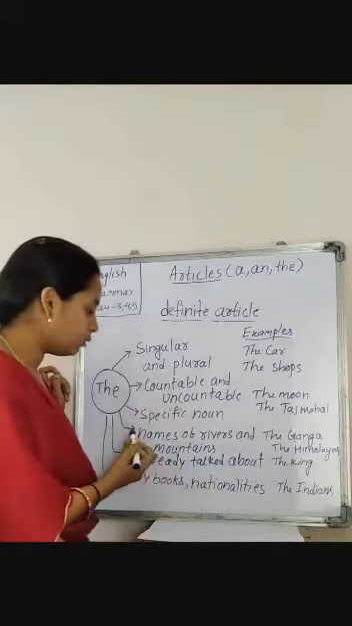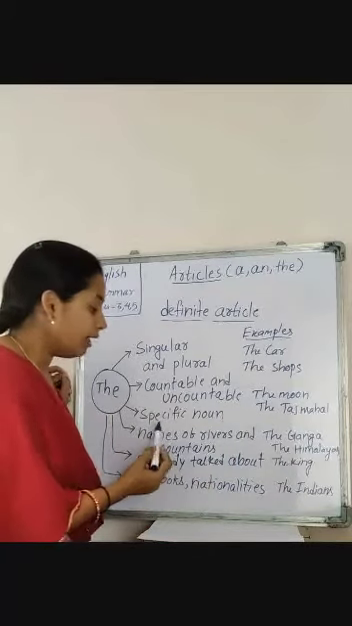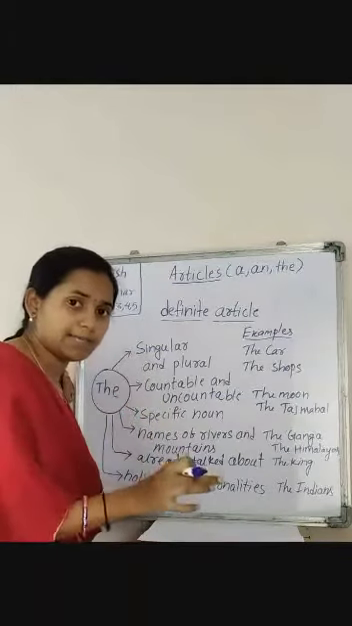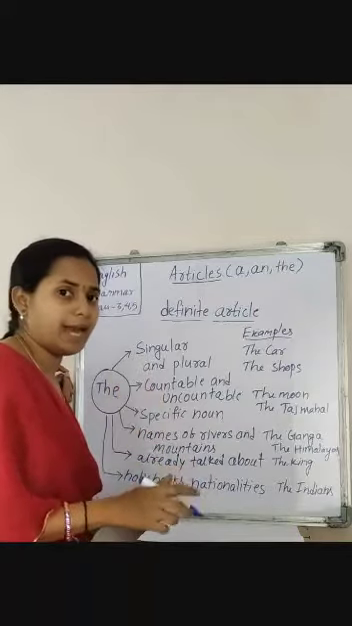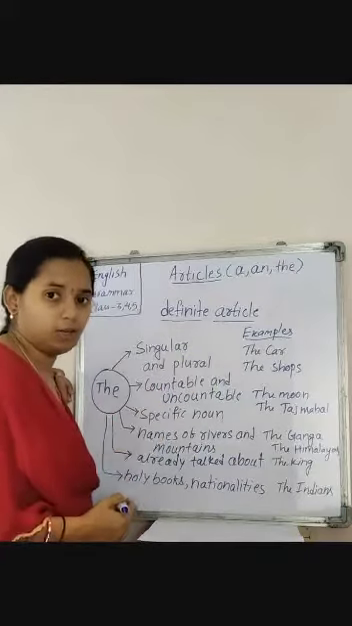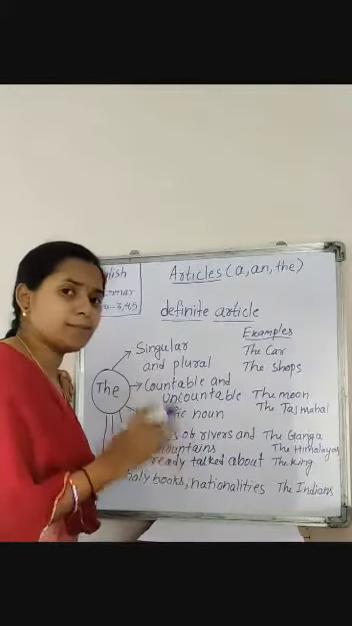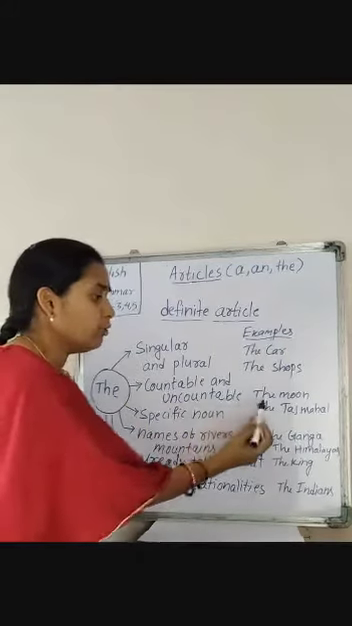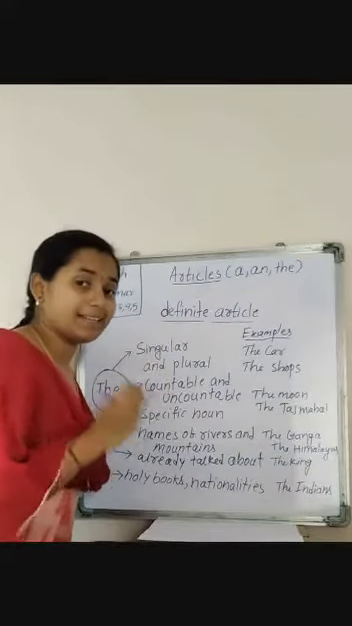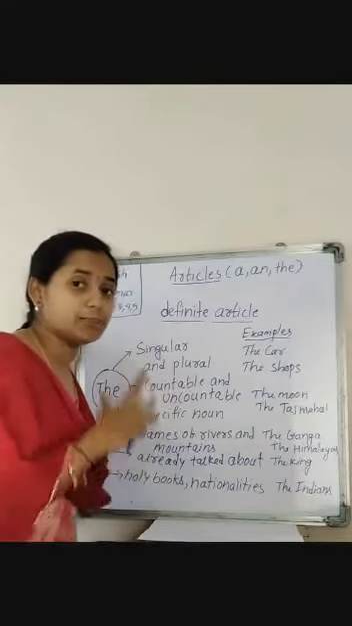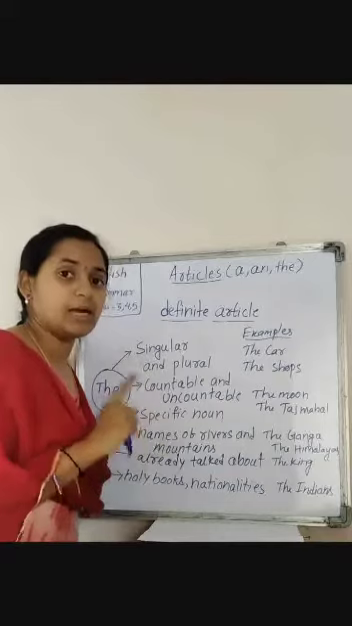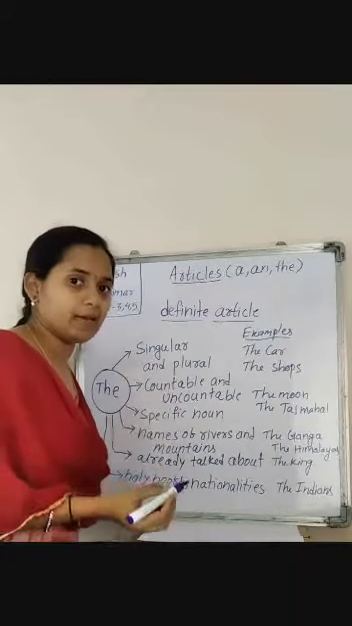Okay. Next rule is that the is used before specific nouns. Specific noun means what? If a special name is there, or that particular thing, we have only one. So that's why this is called the definite article. Examples of specific nouns: you can say the moon. Do you have any other moon? No, right? We have only one moon. So when we have only one thing, or which are special or specific, at that time we use the. The sun, the moon, the stars.